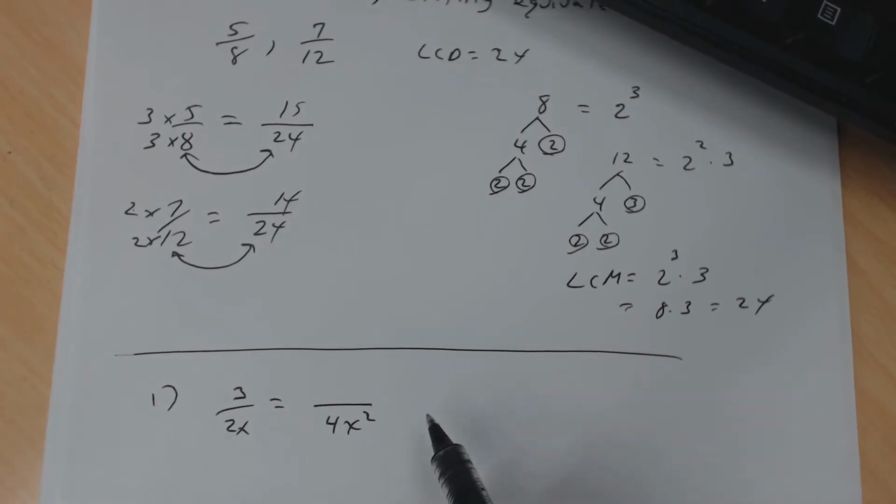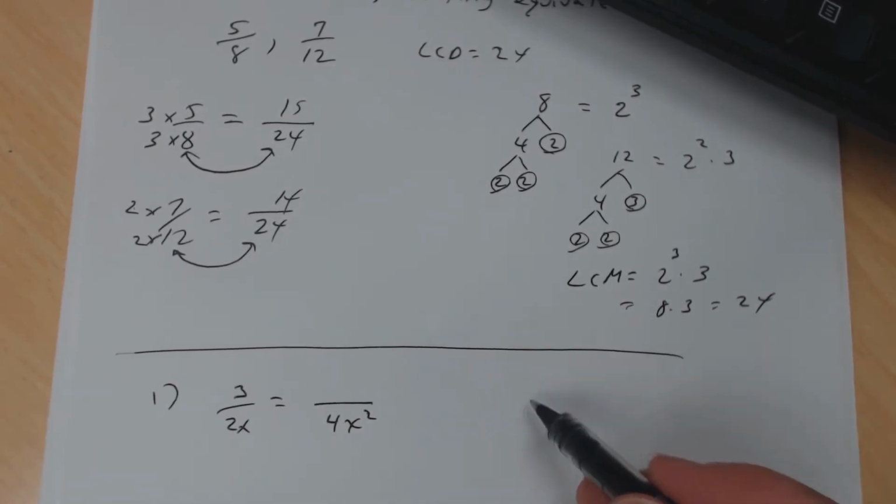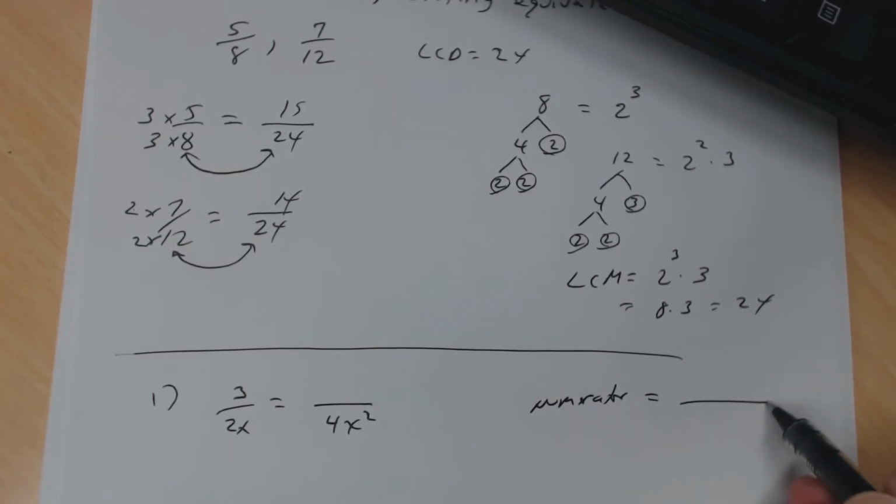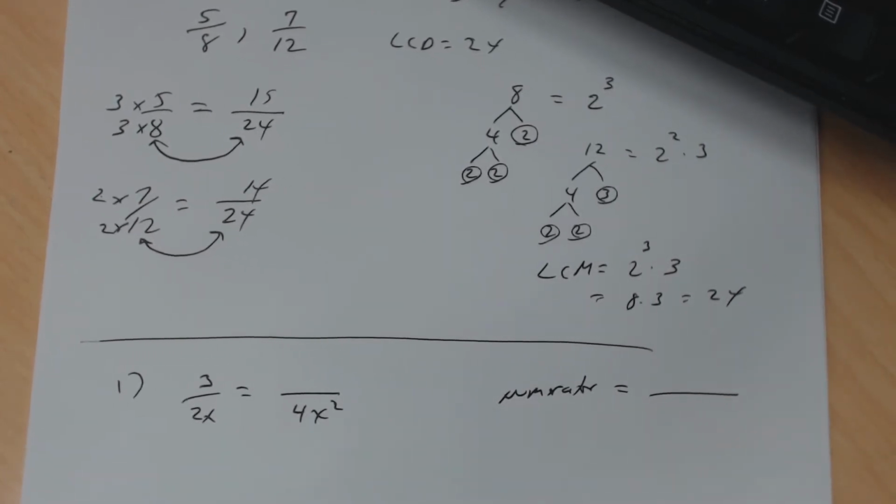So what they're asking you to do here is to indicate what the numerator is. So the numerator, what does the numerator need to be? And so that's what you would put in the blank.